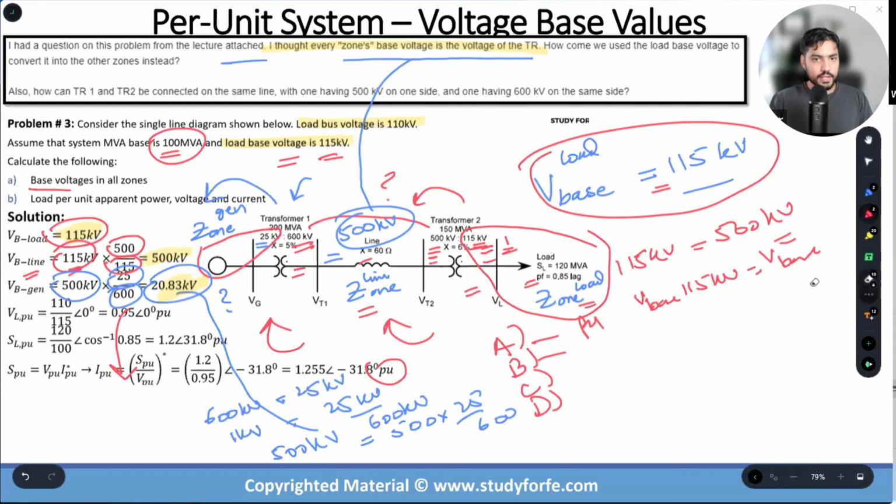So while we are at it, let us also address the second question, which is not really related to per unit system, but it's an interesting question. And it's coming from a very good student of mine, very detail oriented. How can TR1 and TR2 be connected on the same line? One having 500 kV and the other one having 600. So what he's questioning is that why did you connect a transformer T2 with a primary of 500 and it is being fed by a transformer T1, which is a secondary of 600? There's a voltage difference, right?